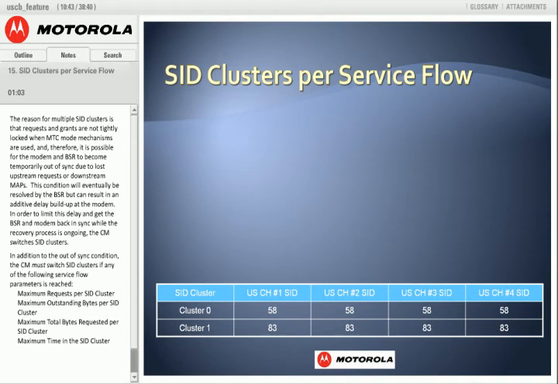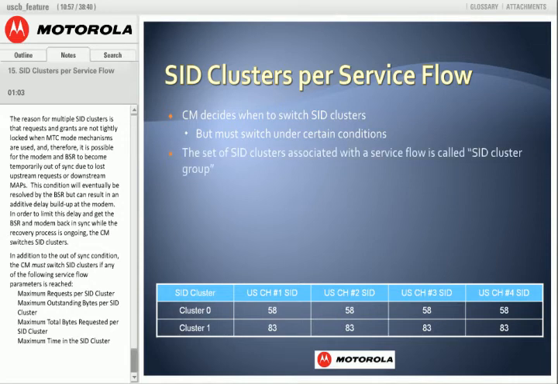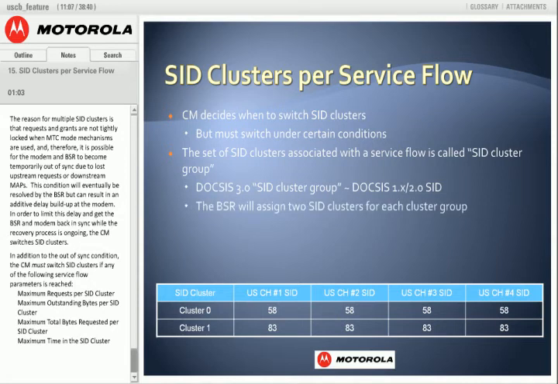SID clusters per service flow. The reason for multiple SID clusters is that requests and grants are not tightly locked when MTC mode mechanisms are used, and therefore it is possible for the modem and BSR to become temporarily out of sync due to lost upstream requests or downstream maps. This condition will eventually be resolved by the BSR, but can result in an additive delay buildup at the modem. In order to limit this delay and get the BSR and modem back in sync while the recovery process is ongoing, the cable modem switches SID clusters.